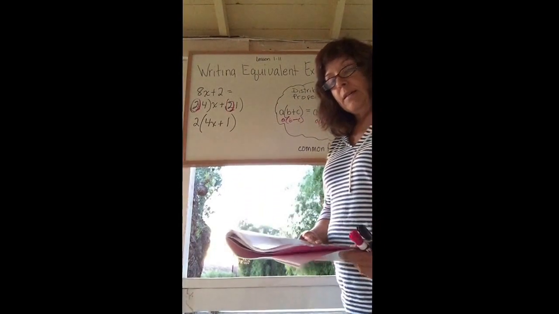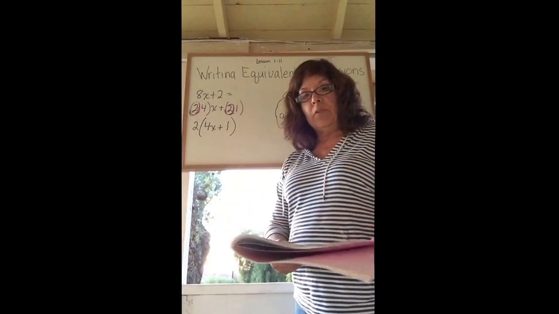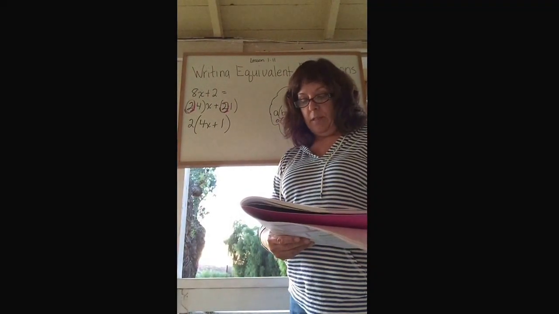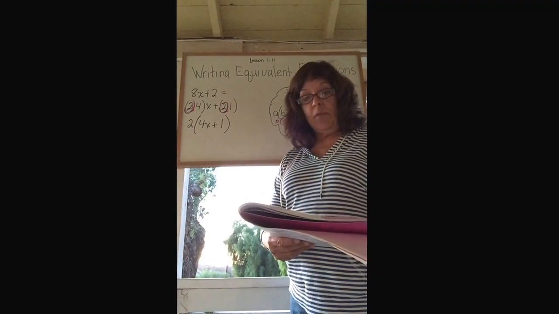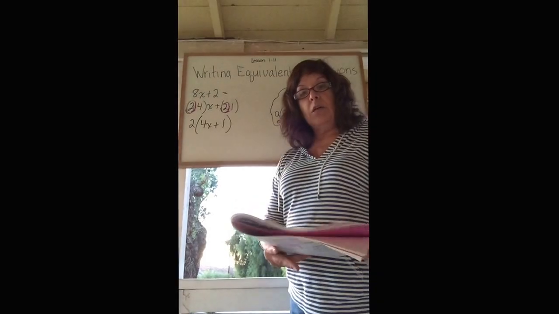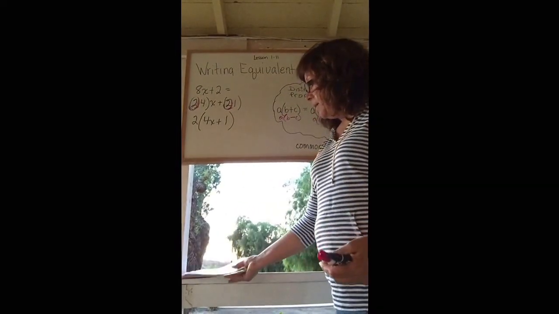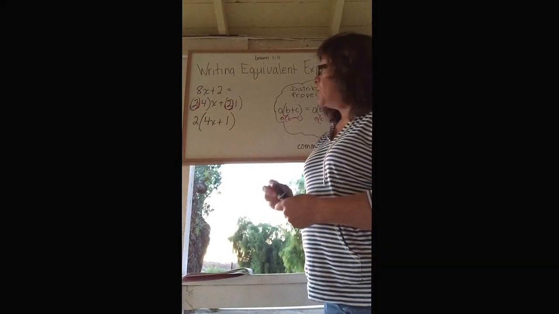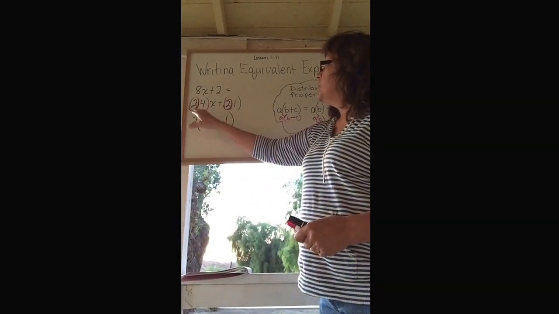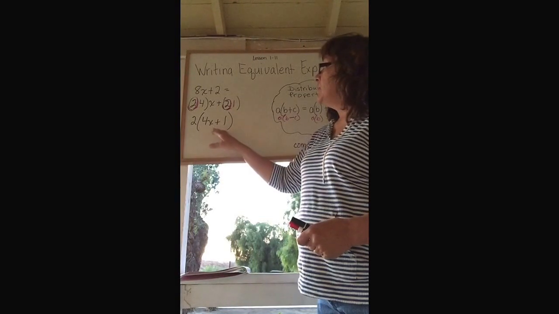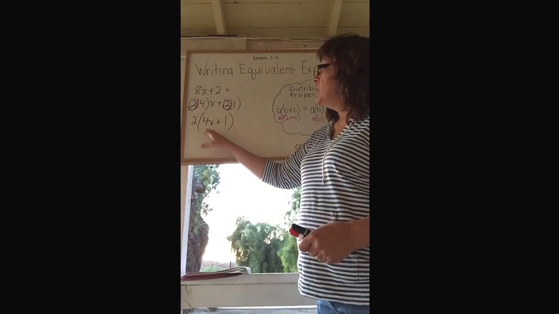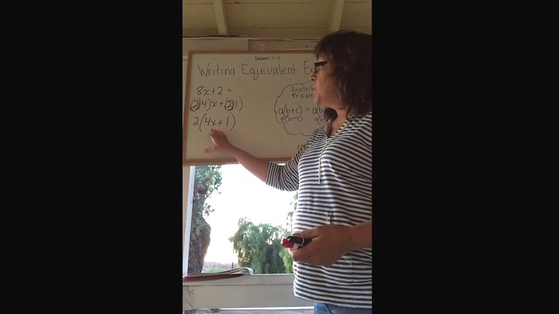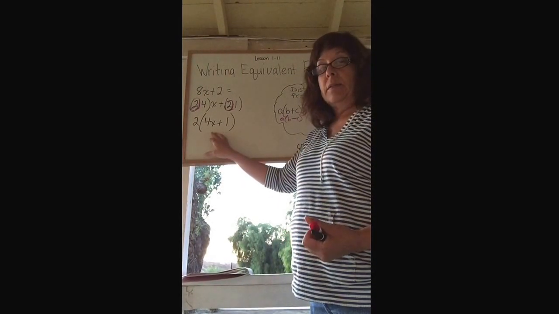Well, the book says that equivalent expressions are 2 expressions that, when simplified, have the same terms. Let's look at that. When simplified, they have the same terms, like 8x plus 2. When simplified means when you work them. You wouldn't leave this problem like that because that's not simplified.